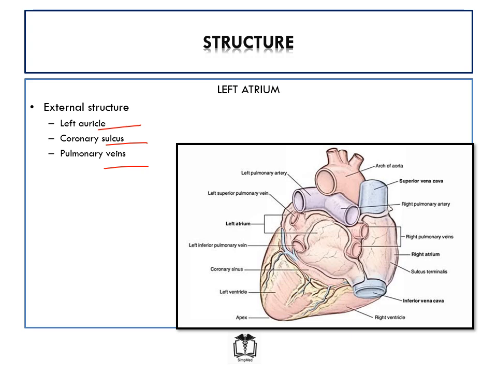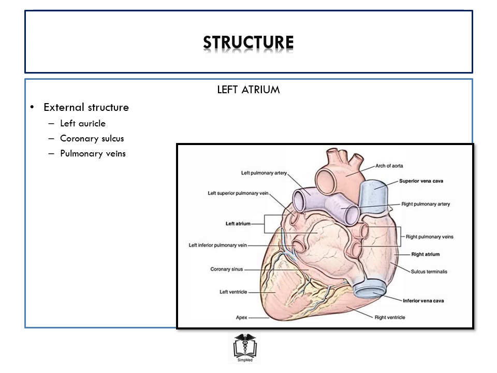The left auricle, just like the right auricle, is an ear-shaped conical muscular pouch that tends to project and gives an extra chamber or added room, increasing the capacity of the left atrium. The coronary sulcus, also similar to what we see on the right atrium, is a depression that tends to separate the left atrium from the left ventricle. You can see the coronary sulcus being this depression here, separating the left atrium above from the left ventricle below.